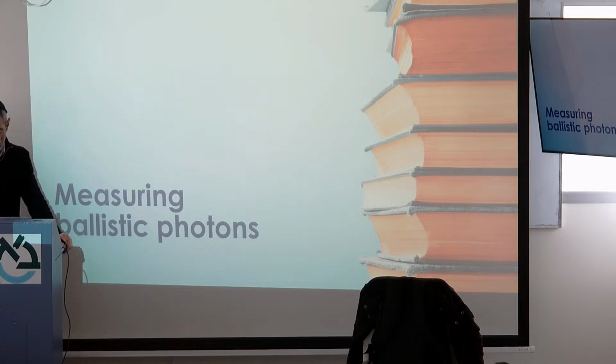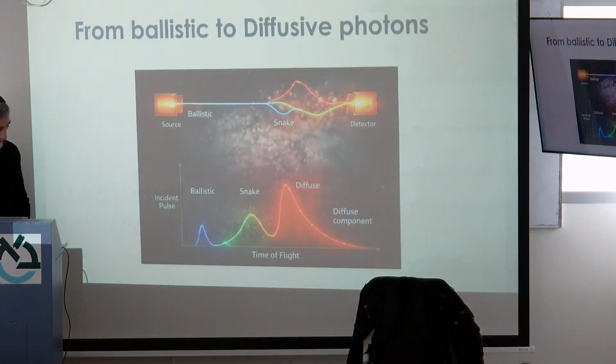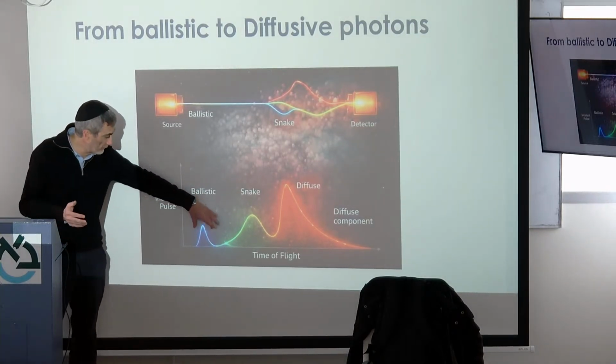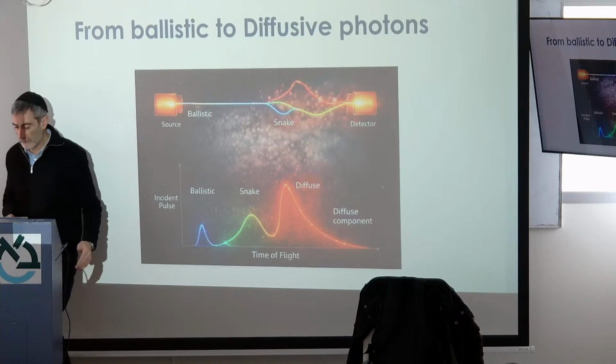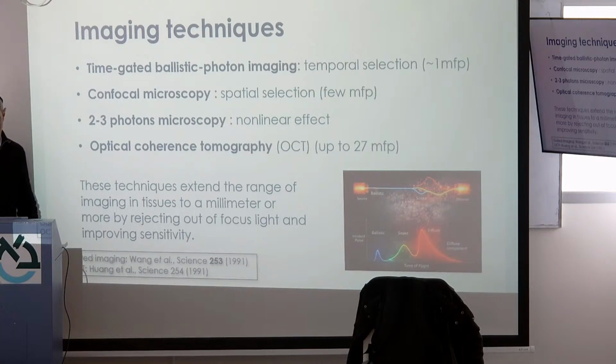So let's see how we can do that. There are different techniques; I'm just citing a few of them here. Time-gated ballistic photon imaging: the idea is just to select in the time domain the very first photon. If I go back to this picture here, time gating means that I just open my camera only for this time length, avoiding all the other components, and I will have an image of only the ballistic photons.